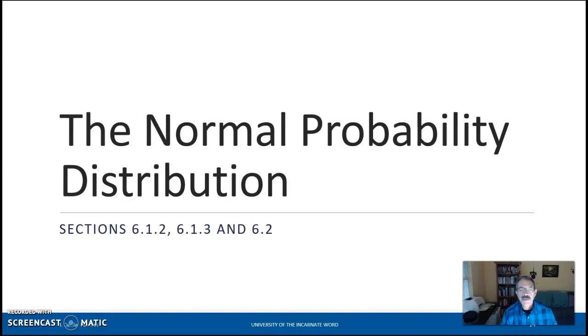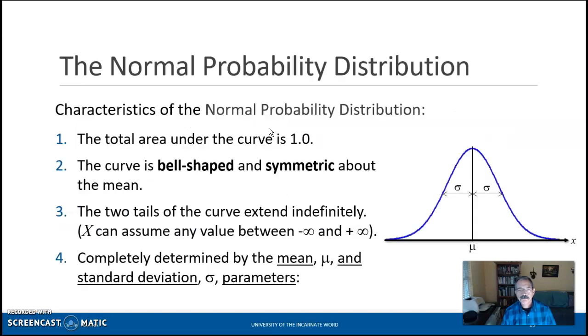This is part 2 of the lecture for Module 6. Now in here we're going to talk about the normal probability distribution and the standard normal distribution. I listed the different sections that I cover in these few slides.